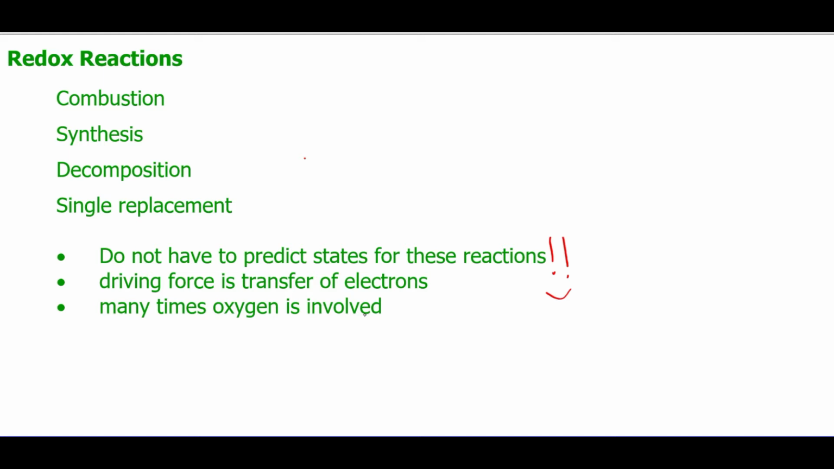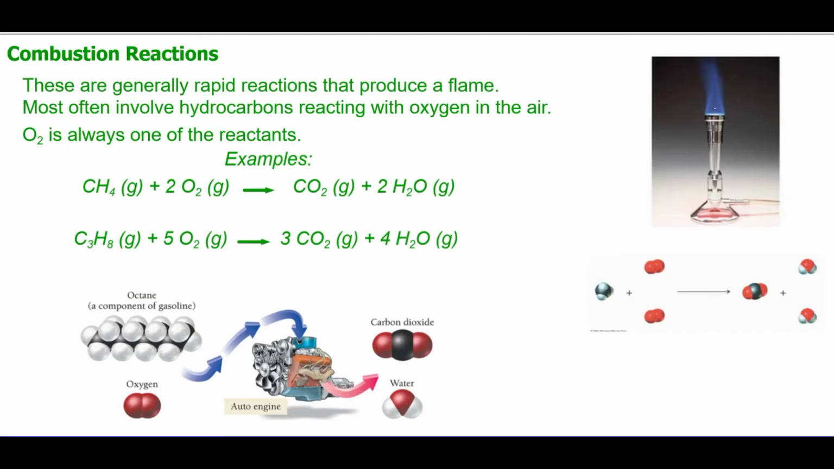The driving force, as I said, is the transfer of electrons, and a lot of times oxygen is involved, hence the name oxidation. Let's start with combustion reactions. That's what we use for our methane gas in the Bunsen burner, and oxygen is always one of the reactants. Carbon dioxide and water are always the products. So you can have some sort of hydrocarbon and oxygen, and you're going to get carbon dioxide and water. I mentioned that these are hydrocarbons because they have hydrogen and carbon. If you drove anywhere in a vehicle today, it likely had a gasoline engine, and so octane and oxygen underwent combustion, putting off water and carbon dioxide.